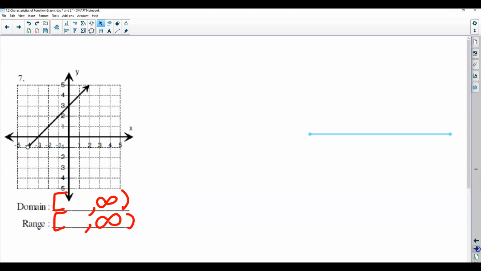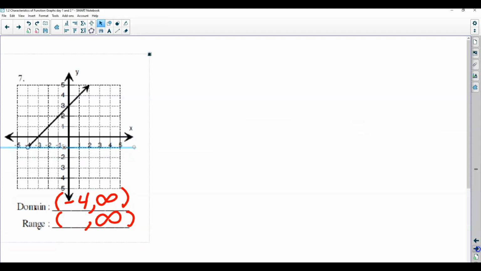So when I scan it from the left, what's the first number that I end on? That's a -4. Good. When I scan from the bottom up, what's this number right here? It's a -1, guys. So your range almost looks like it's going to be the same. But remember, your range are the y values. So it lands on the -1 on the y-axis.